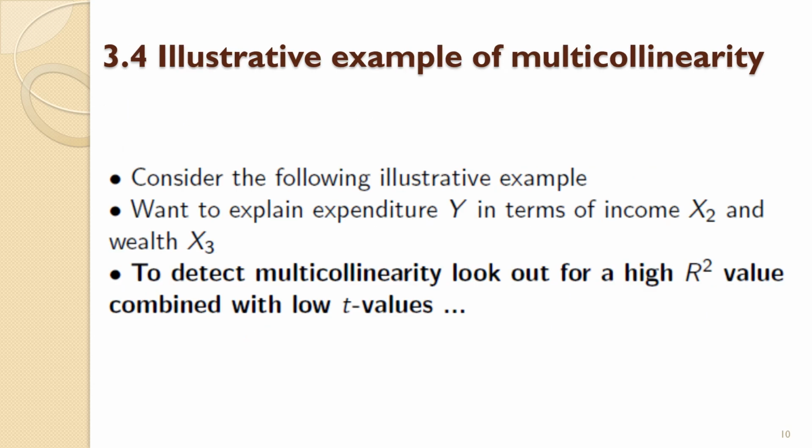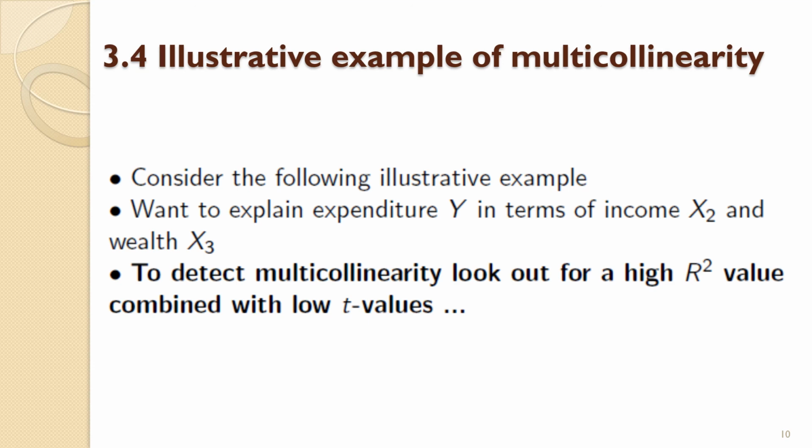So I want to try and give another illustrative example of multicollinearity. We've got a slightly artificial example in this case, but we want, in our example, to try and explain expenditure in terms of income and wealth. Okay, and in this case, what you're going to find is that because income and wealth are highly correlated, highly interdependent, their interrelationship means it's hard to isolate the individual impact of income upon y and wealth upon y.